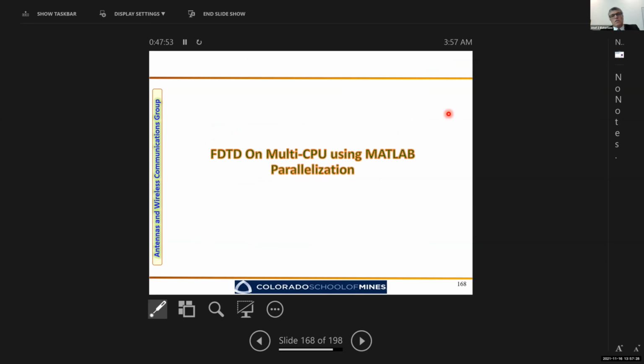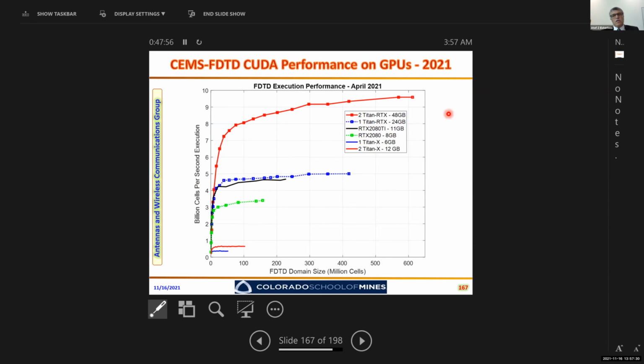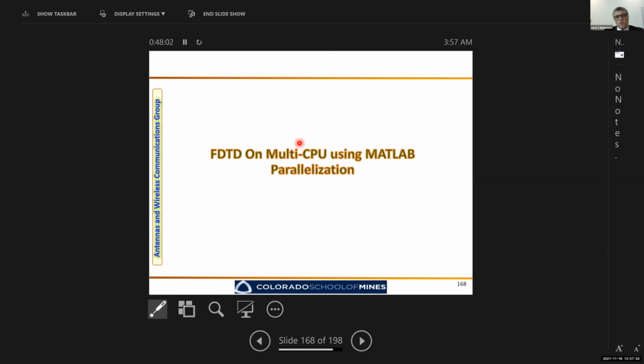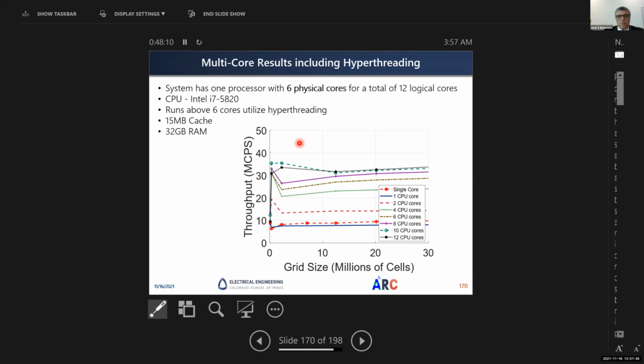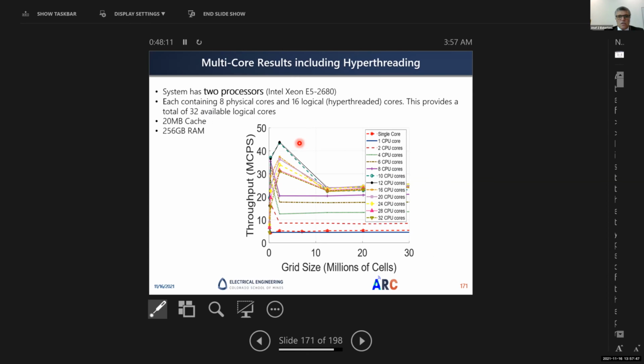In addition to this, these comparisons are being done using C and CUDA. Also, we asked our students to start working with MATLAB, and we run the code on multi-CPU and multi-GPU. We got some performance, but I'm not going to go through it because of the time. I'll be glad to share the slides with you later on.